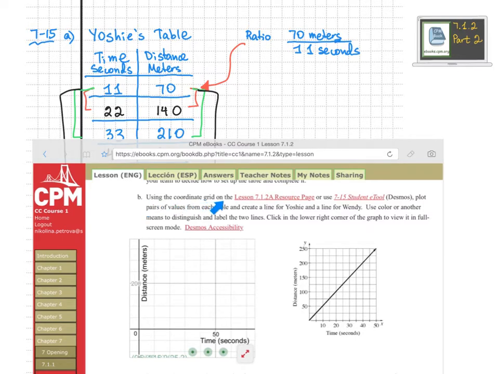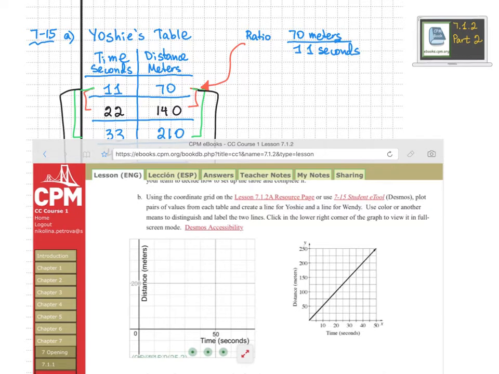Using the coordinate grid on this resource page, so don't click yet, let's just read, or the E2 for Desmos, which is right here, plot pairs of values from each table and create a line for Yoshi and a line for Wendy. Use color or another means to distinguish and label the two lines. Click on the lower right corner of the graph to view in full screen mode. So if you're going to use Desmos, they're asking you to click over here on your ebook, of course, not on this video.